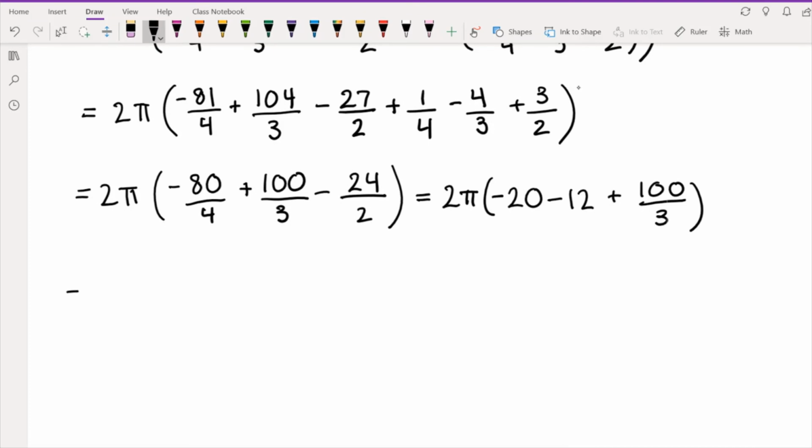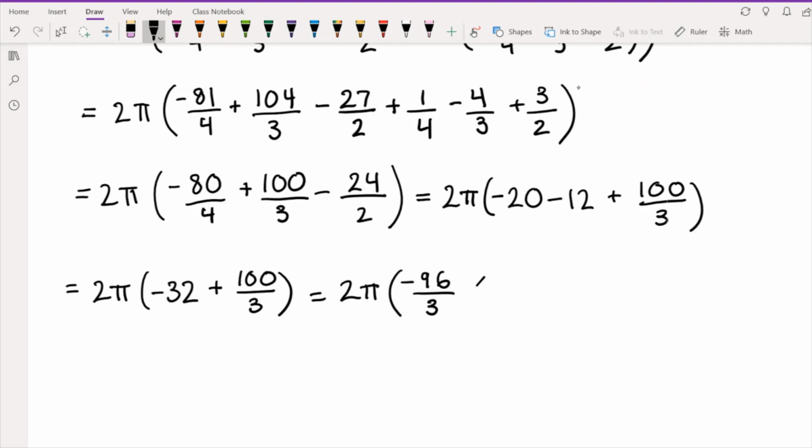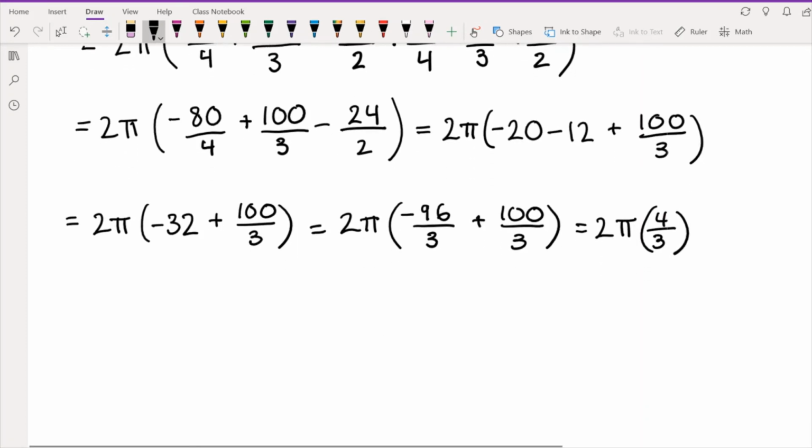So this is going to be 2 pi times negative 32 plus 100 over 3. And so that's going to be equal to, if we make a common denominator of 3, negative 96 over 3 plus 100 over 3. And so that gives us 2 pi times 4 over 3. And so our final answer is going to be 8 pi over 3.